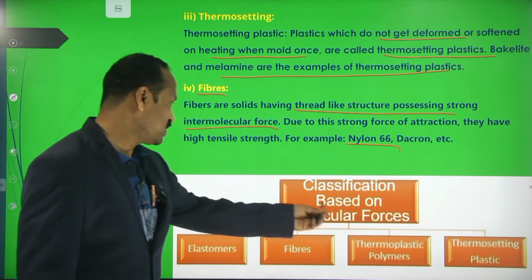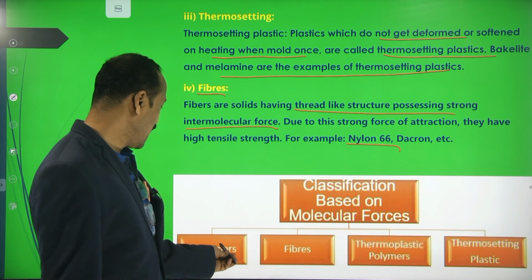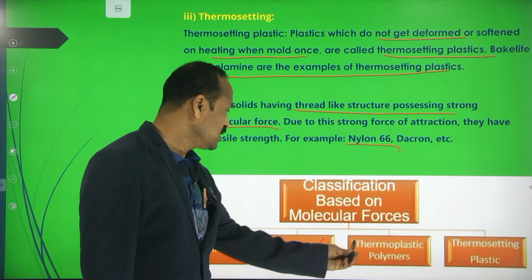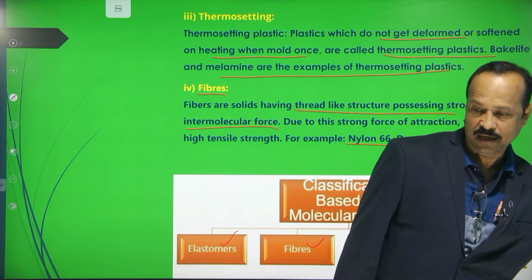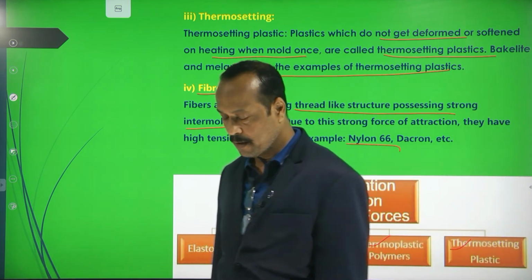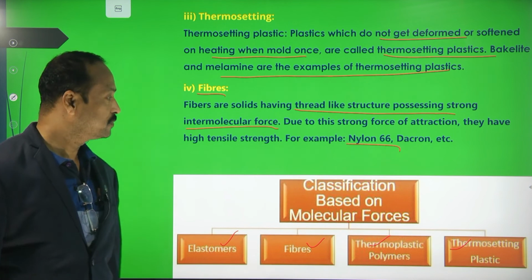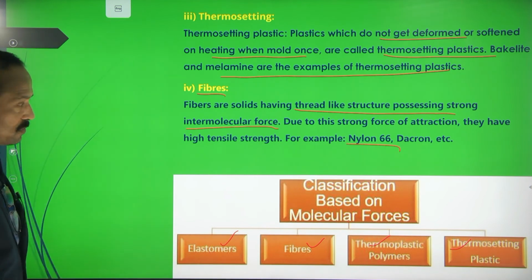So see, the classification based on molecular forces. One is elastomers, second is fibers, third is thermoplastic, and fourth is thermosetting. So these are the four types of polymers. Clear? Take a screenshot of this one.